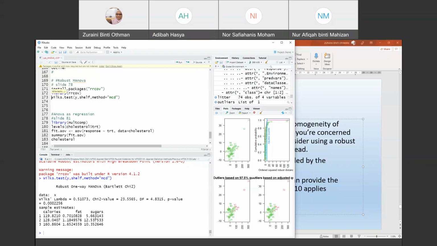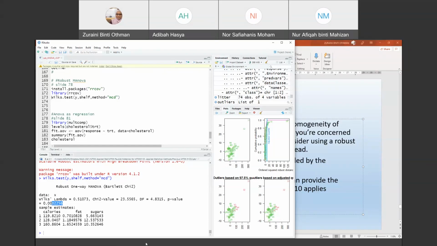You can see, from the result, that using a robust test that is insensitive to both outliers and violation of Anova assumptions still indicates that cereal on the top, middle, and bottom store shelf differ in their nutritional profile. Okay, we know that there is a difference between shelf number 1, shelf number 2, number 3 in terms of calories, fat, and sugar, because we see that our p value here is less than 0.05. Okay, so this is the result by using the weak test tool.